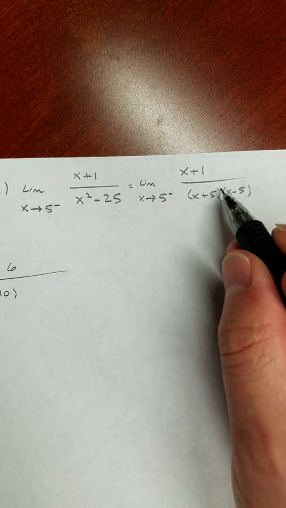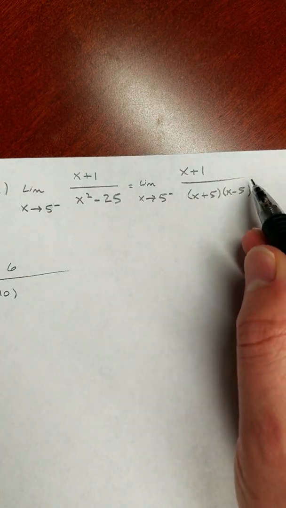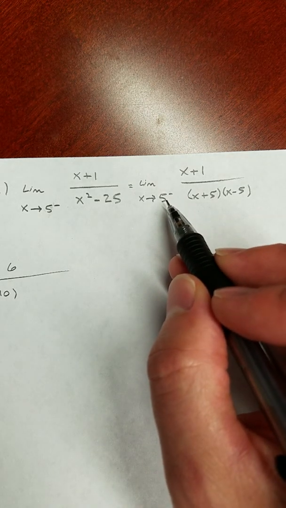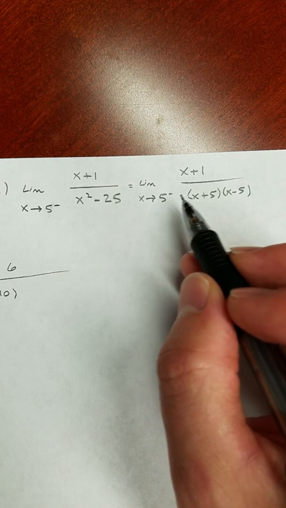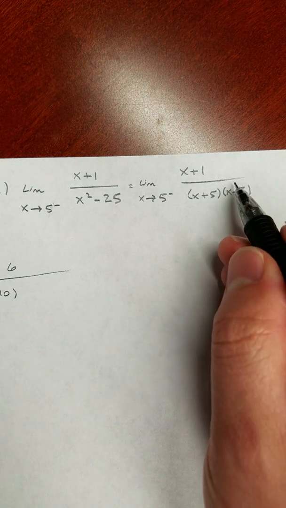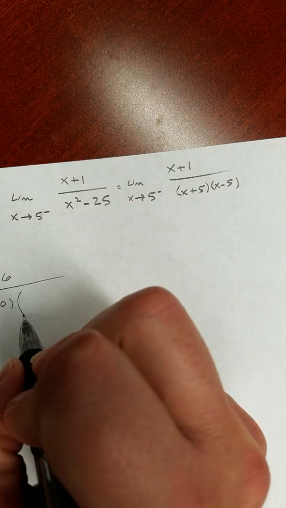But what about this one? This one's the one I'm really concerned about. So x goes to 5 from the left. So we're saying like 4.9, 4.99. What's 4.99 minus 5? It's a very small negative number.